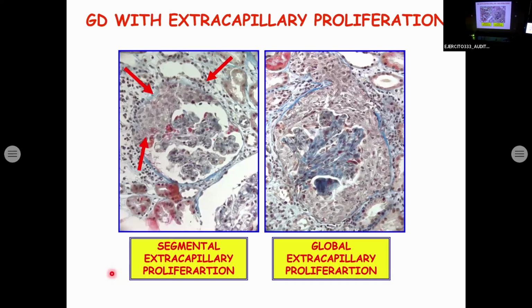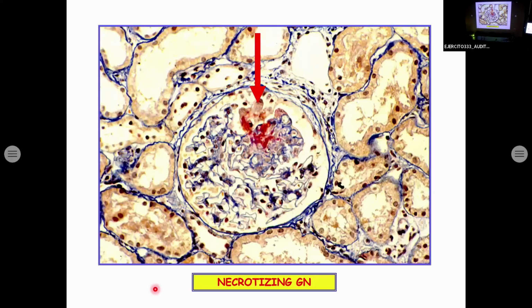Then we may have a proliferative glomerular disease due to the proliferation of extracapillary cells, which occupy this Bowman space in a segmental way or in a total way. You see the Bowman space is all occupied by the proliferative cells. And then we have the example of a necrotizing glomerulonephritis where there is a very strong inflammation which destroys part of the glomerulus.